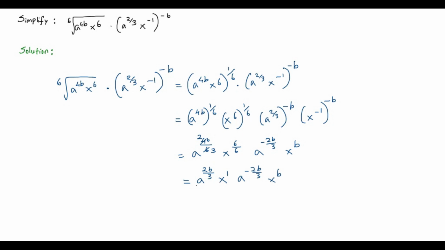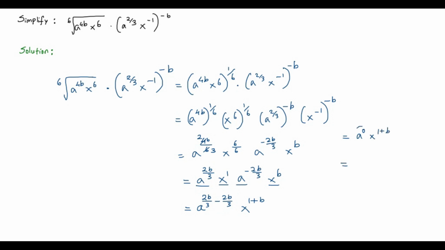Okay, now we can multiply the terms with the same base. Here the base is a, here the base is a. According to one of the laws of exponents, if we multiply two terms with the same base, we take the base once and add the exponents. So 2b by 3 minus 2b by 3, and when I multiply these two terms, I take the base x once, then I add the exponents 1 plus b. So the value of 2b by 3 minus 2b by 3 will become 0, that is, a to the power of 0 and x to the power of 1 plus b.